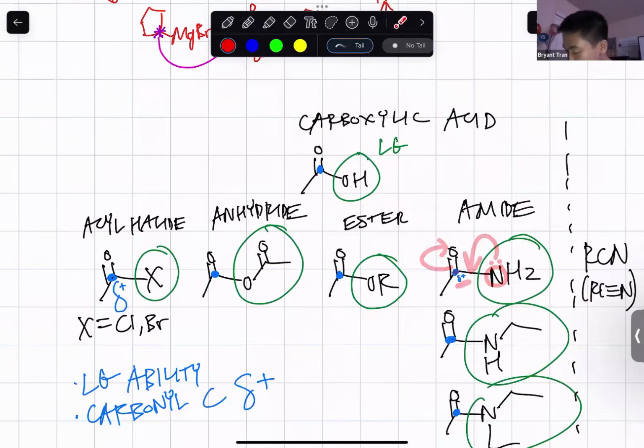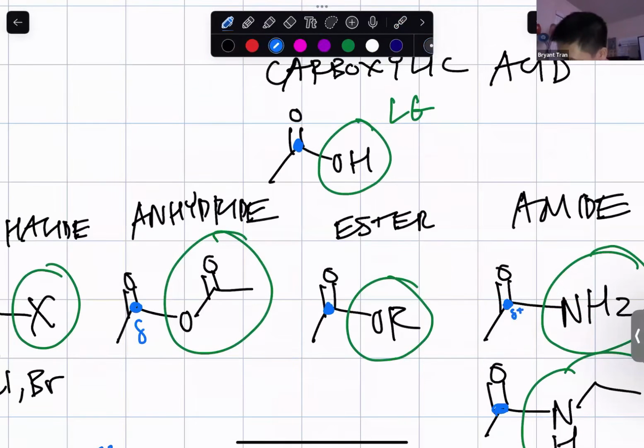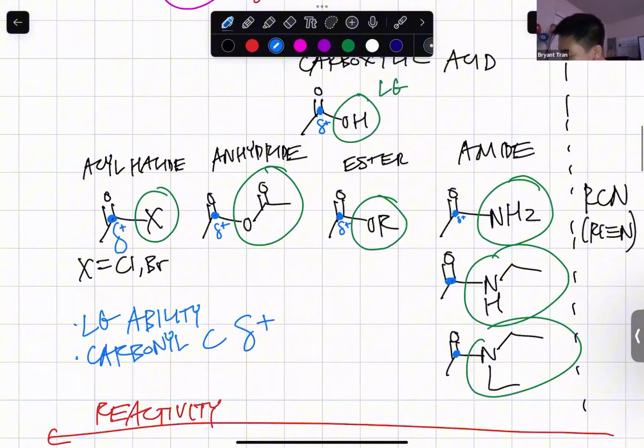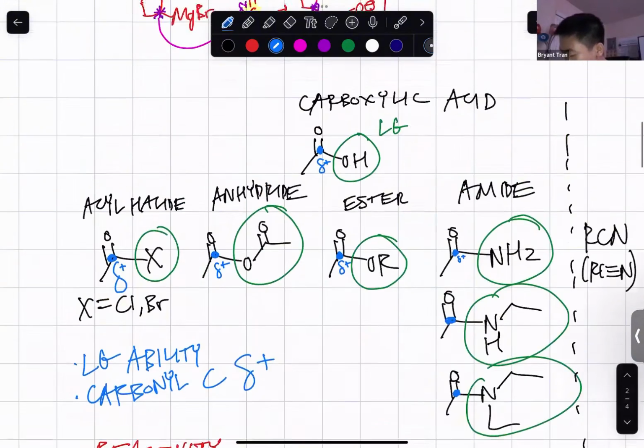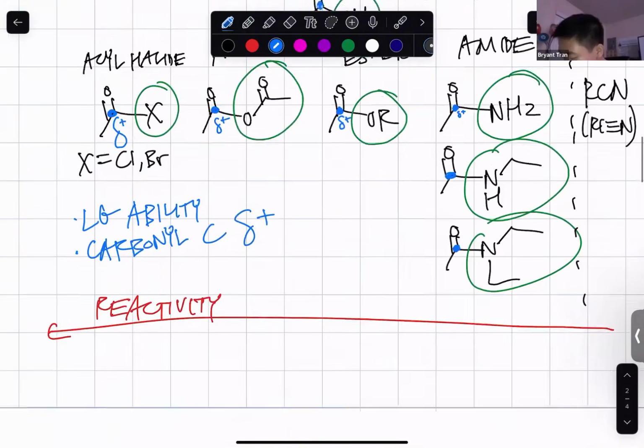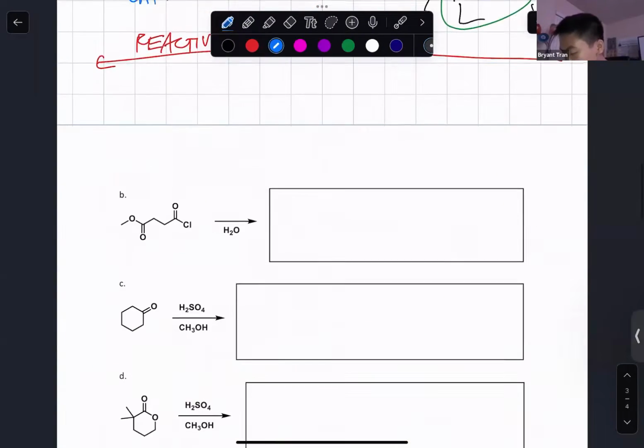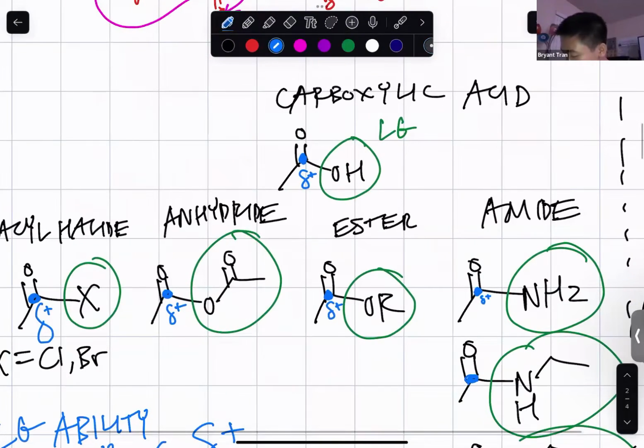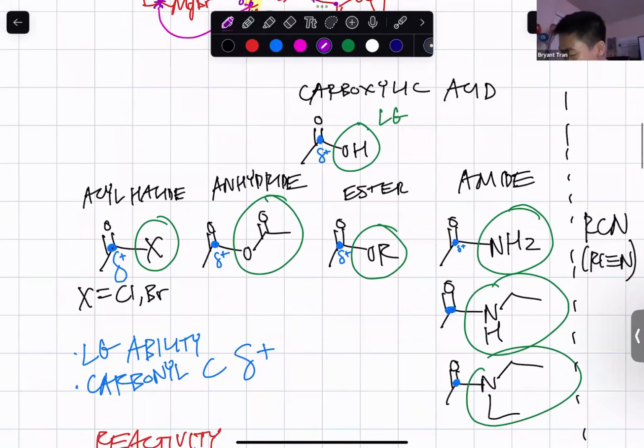Okay, so these ones here are going to be in the middle, in between the acyl halide and amide. Okay, now let's go back to here. So to answer this right here, I gotta go over a little more concepts, right?